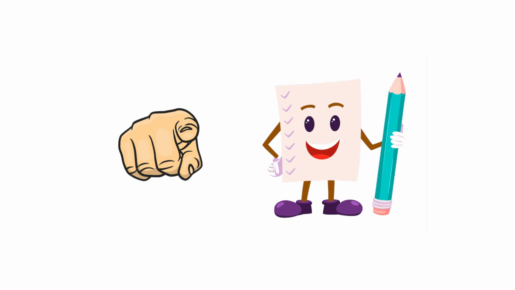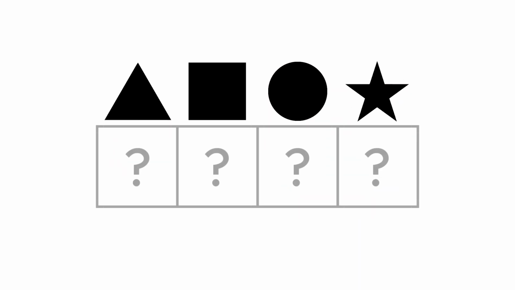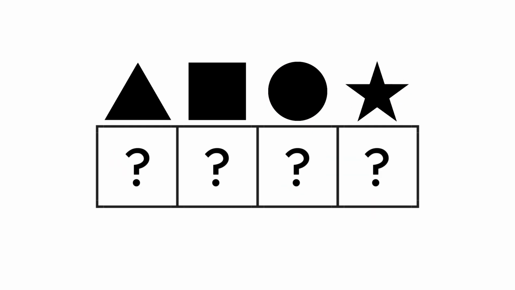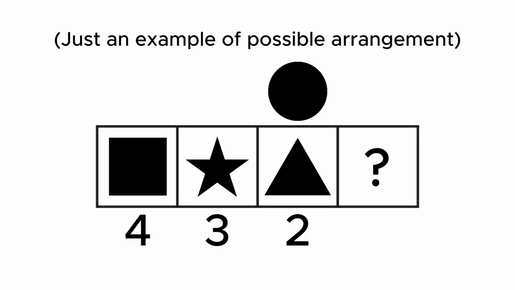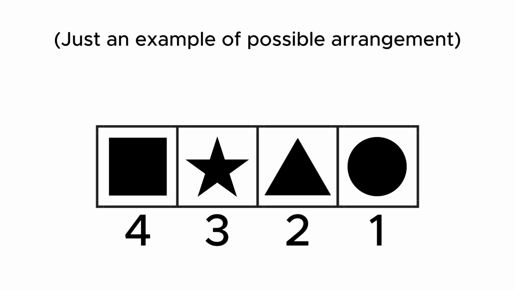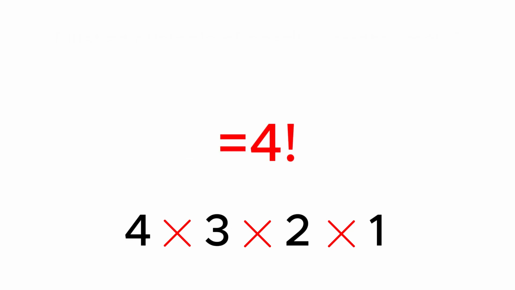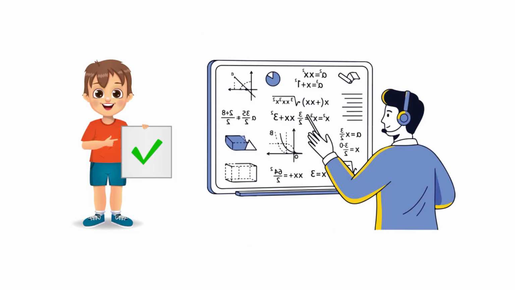For example, if you have 4 different objects, how many different orders can you put them in? For the first position, you can choose any of the 4. Once you've chosen one, there are 3 left for the second spot, then 2 for the third, and 1 for the last. So the total number of arrangements is 4 times 3 times 2 times 1, which is 4 factorial. This concept is true for all factorials.